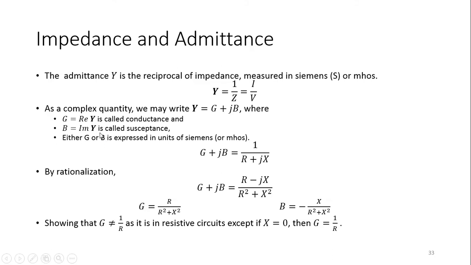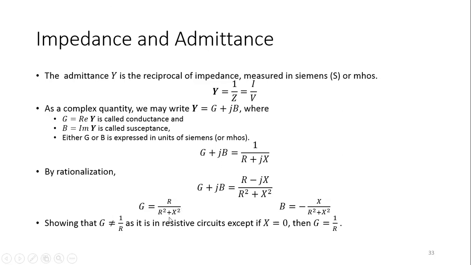And the B part is called susceptance. It is the imaginary part of this admittance Y. G, B or Y, all these quantities are measured in siemens or mhos. So G plus jB is 1 upon Z, so 1 upon R plus jX, and by rationalization we can get the real and imaginary parts as this one.